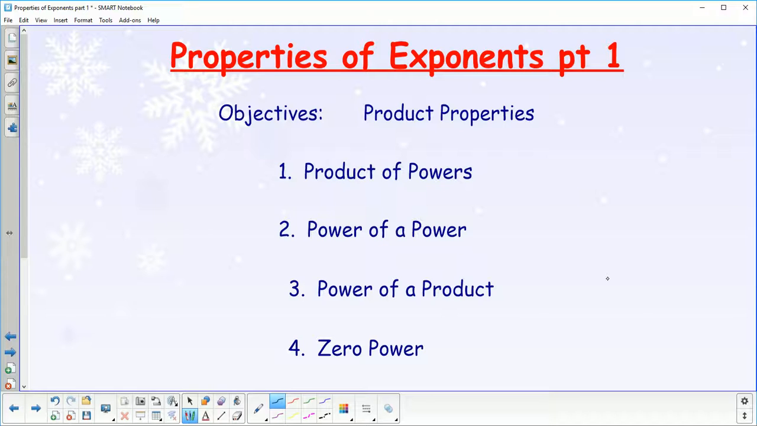So we did product of powers, that's, remember, like bases, you add the exponents. Okay, power of a power and power of a product, these two are very similar. Basically you distribute the power and you multiply in these cases. Okay, you distribute the power and you multiply powers. And then the last one, zero property, anything to the 0 power equals 1.